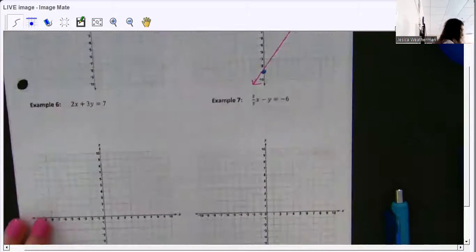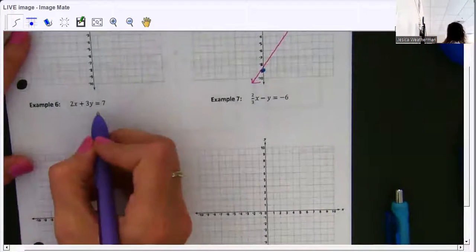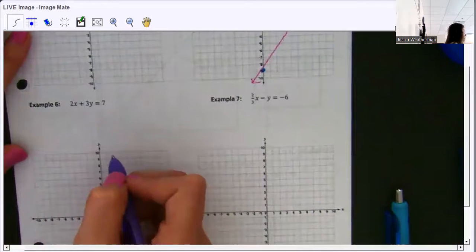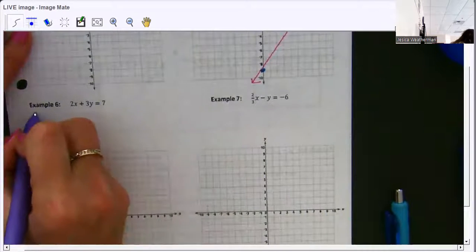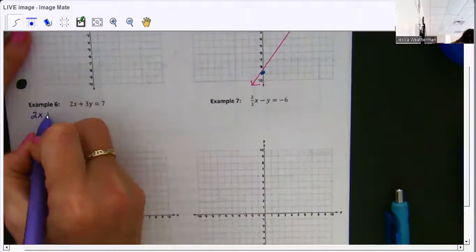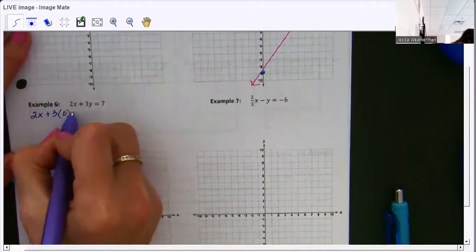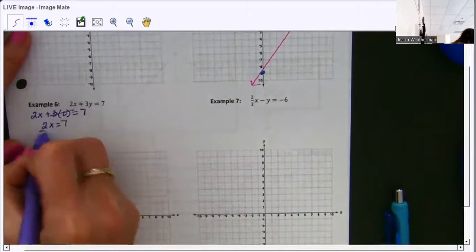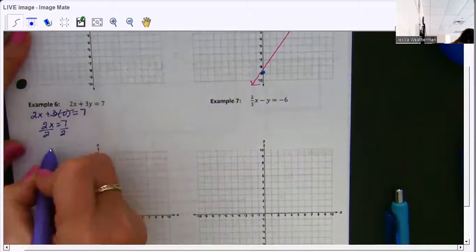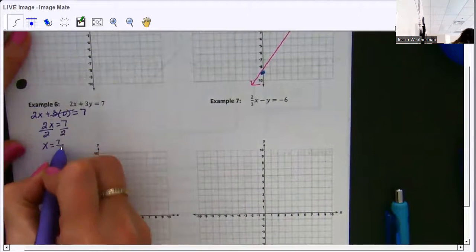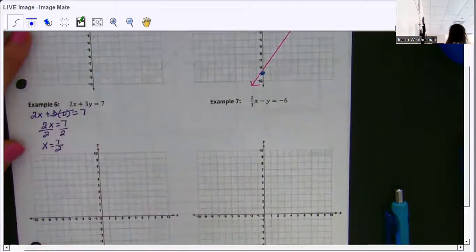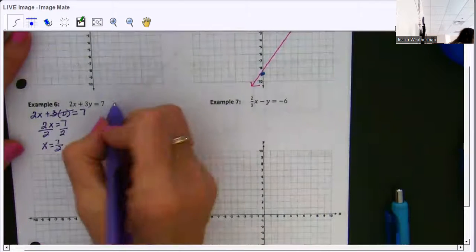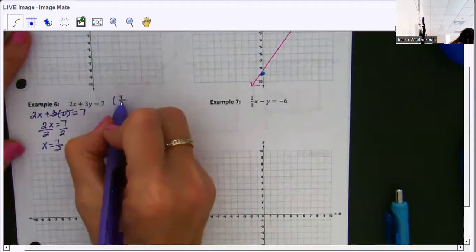Example 6. We're going to go ahead and find our x and y axis, and you're going to get fractions. And I'm going to show you what to do with those. So you have 2x plus 3 times 0 equals 7. 2x equals 7. And then after you divide by 2, you get x equals 7/2. So what I want you to do is write your ordered pair with the 7/2. So we have 7/2, comma 0.